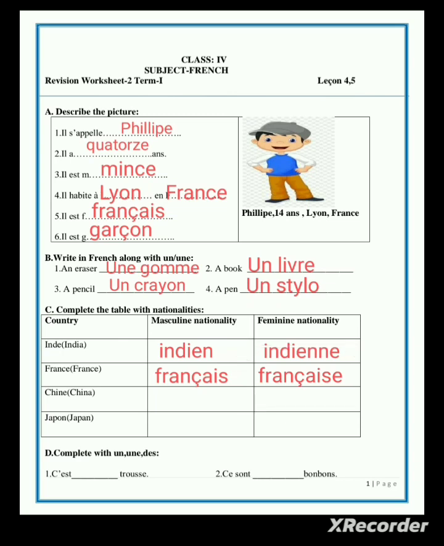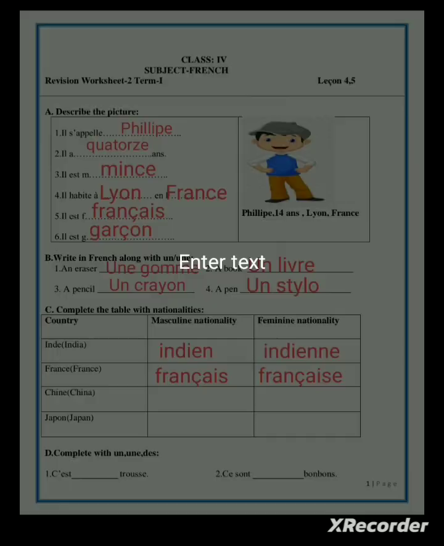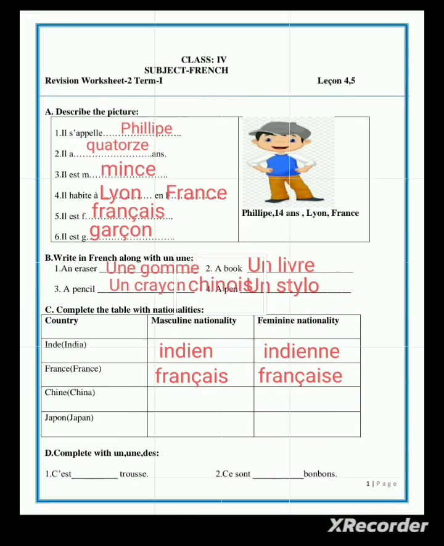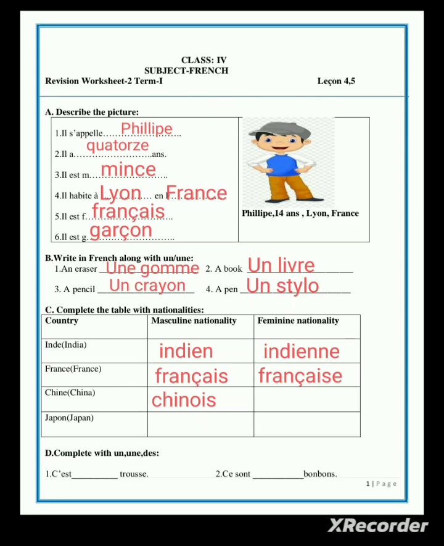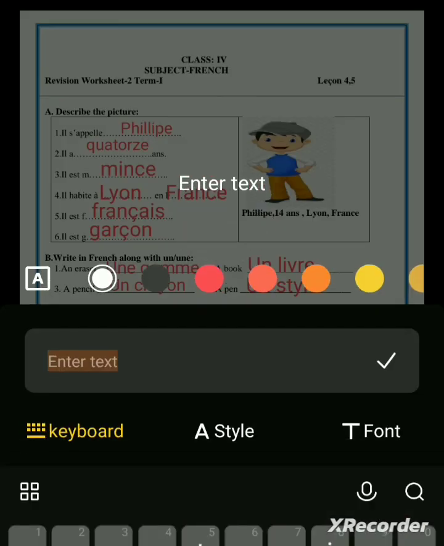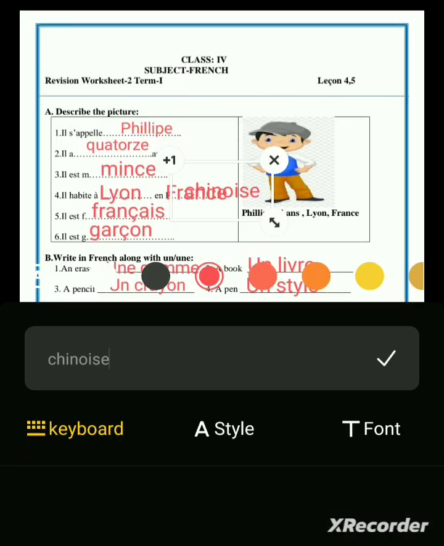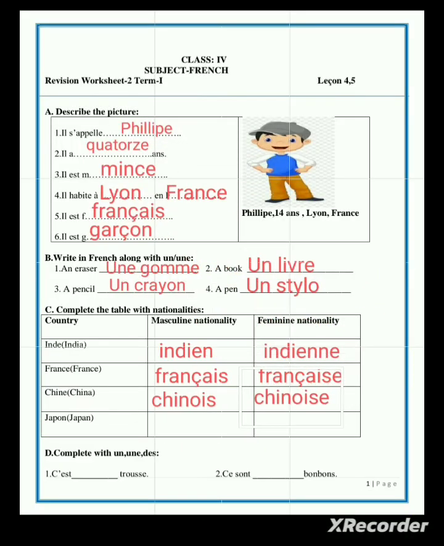Come to the next, China, Chine. How we say China in French? Chine. So first, masculine is chinois. And the feminine is chinoise. We will add E at the end. So this we have already discussed that for making the feminine form, we just need to add E at the end. But if the word ends with N, then you have to write double N-E.